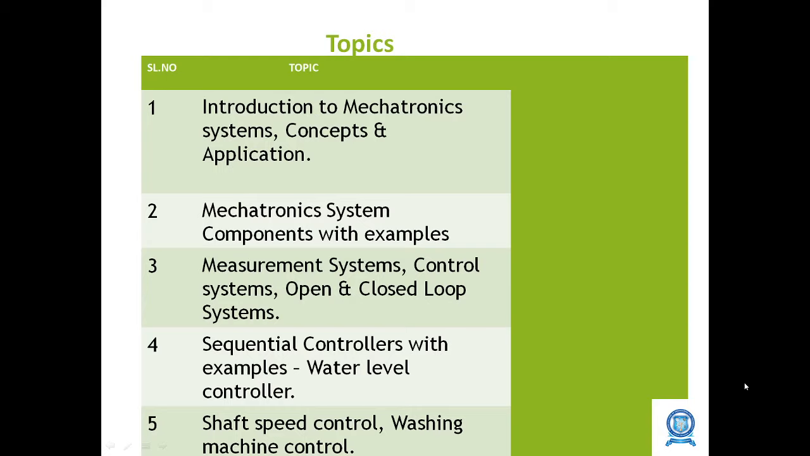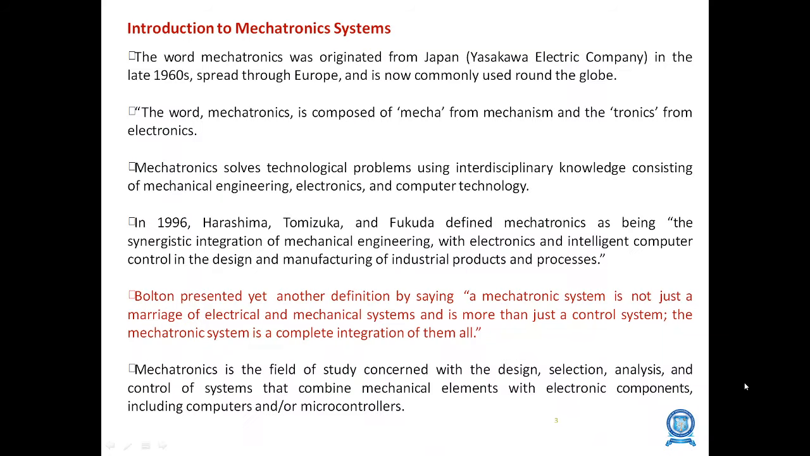The fourth topic is sequential controllers with some examples like water level controller, etc. And the fifth topic is the shaft speed control and washing machine control system. So these are the 5 topics in the first unit. So what is a mechatronic system?